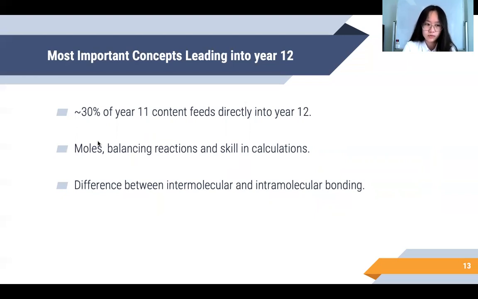Also in year 12, you'll be studying organic chemistry, and you need to know the difference between intermolecular bonding and intramolecular bonding, because knowing the difference means you can predict some properties that organic chemistry in year 12 requires you to.